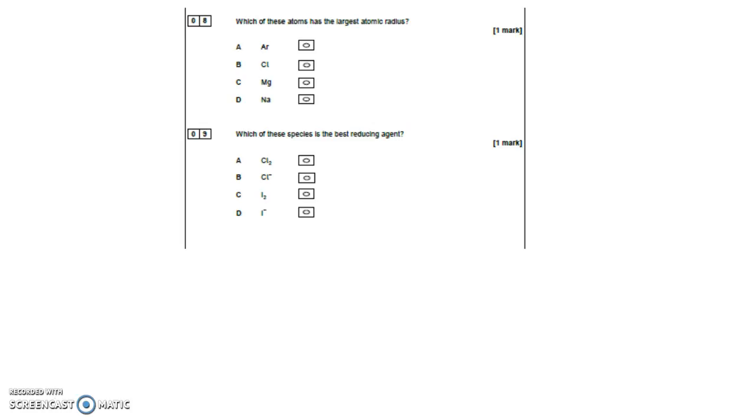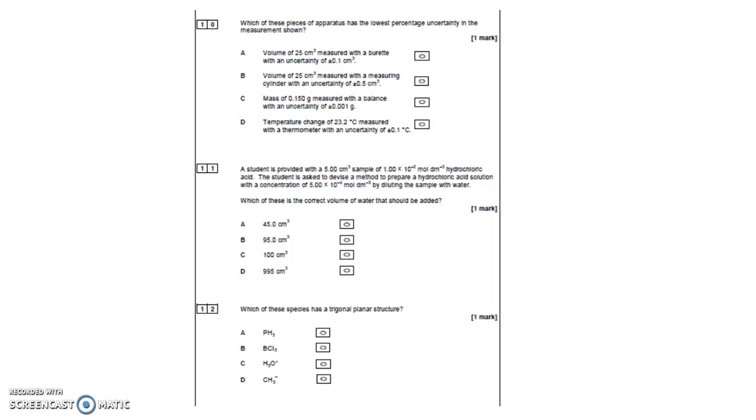Okay, let's have a look at some of these then. Which of the atoms has the largest atomic radius? That's sodium, Na, because the others have more protons. As you go across the period, these have more protons, so more attraction for the electrons, so Na will have the largest atomic radius. Question 9 we've not done yet.